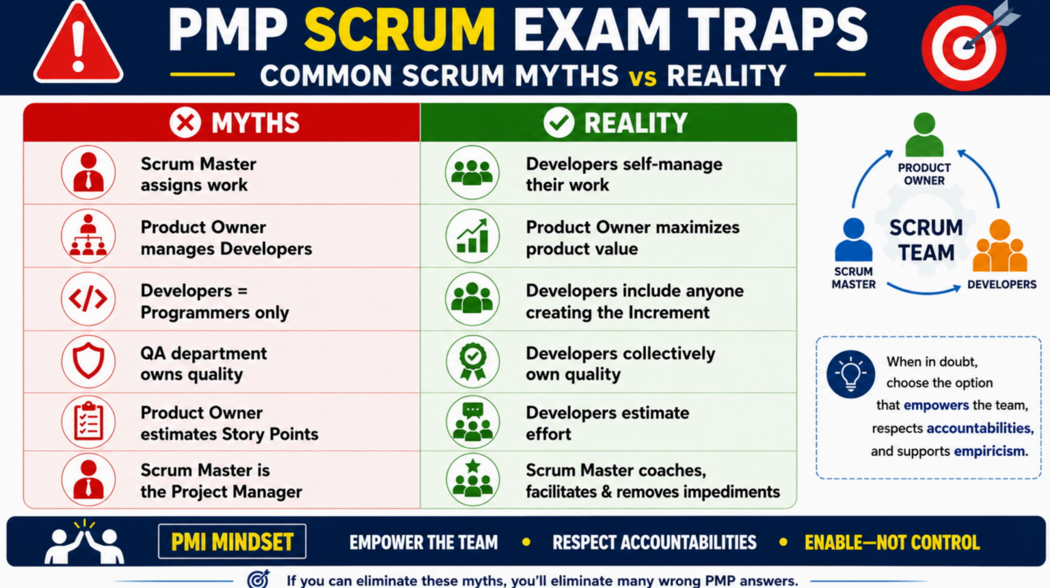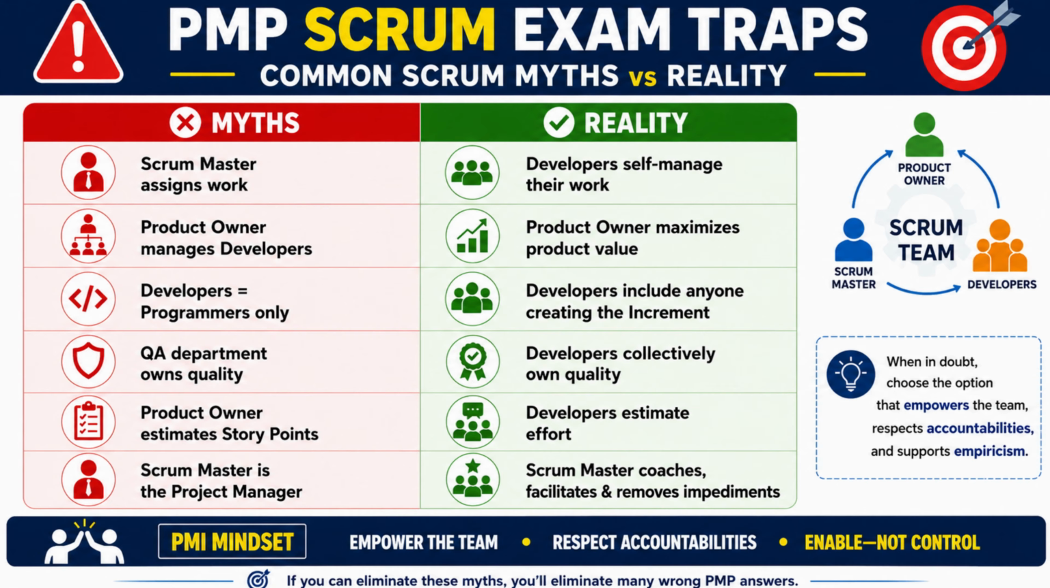Quality is also a shared responsibility. There is no separate quality gate at the end of the sprint. Developers collectively build quality into every increment. When it comes to estimation, the product owner explains value, but only developers estimate the effort because they understand the technical complexity. Finally, remember that the Scrum Master is not a traditional project manager.